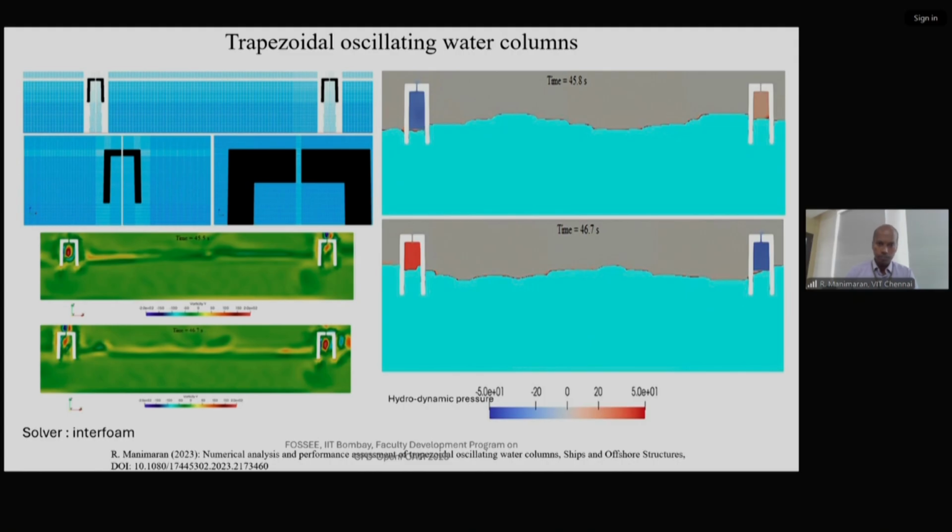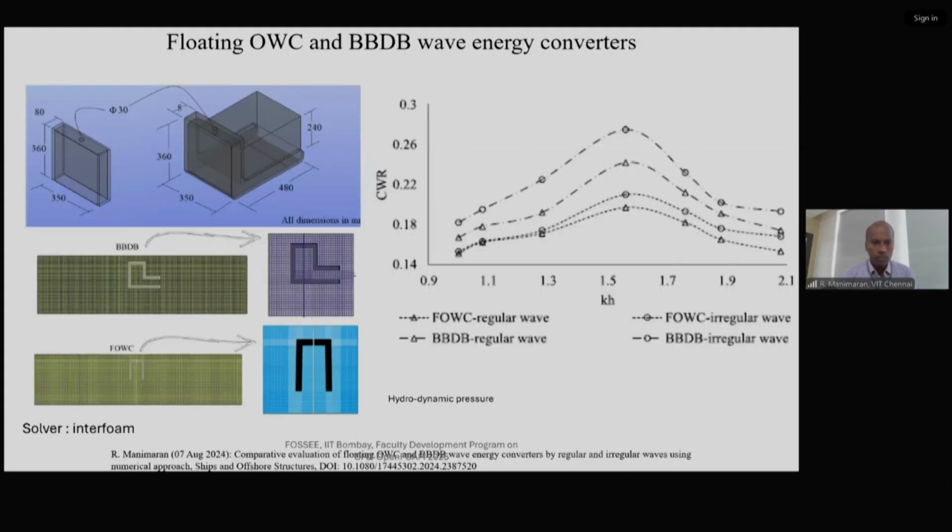That's our idea. At different time intervals, you can see the different hydrodynamic pressures acting inside the water column here. The geometry is slightly modified to a trapezoidal geometry, and then we explored it compared to the rectangular case. Again, we have coupled this oscillating water column in a floating environment. Previously this was a fixed environment. Now we made it a floating environment. The oscillating water column is now floating.